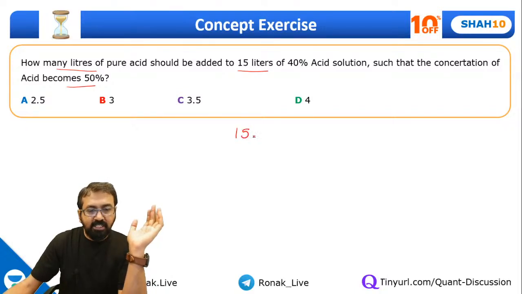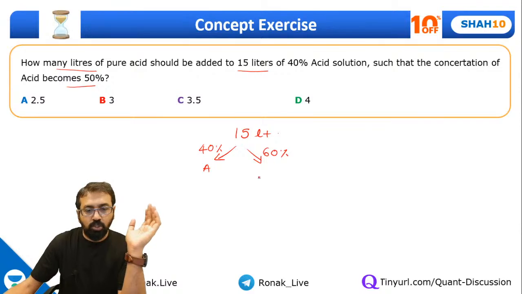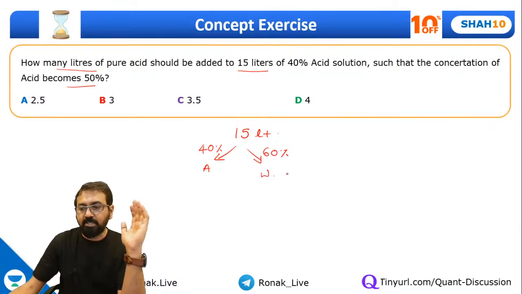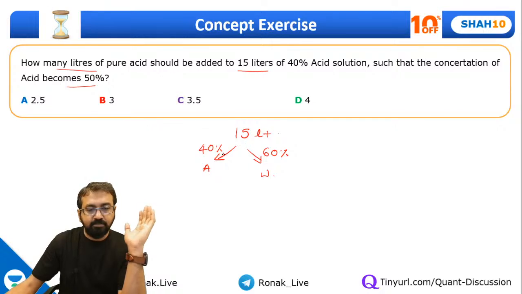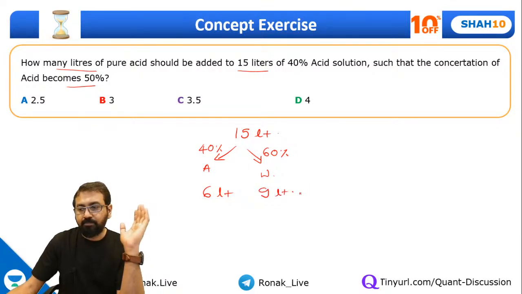See, there are 15 liters of acid solution. That means acid is 40%. In a 40% acid solution, pure acid is 40% and the remaining 60% is water. So what is 40% of 15? It's 6. So there are 6 liters of acid and the remaining 9 liters of water.